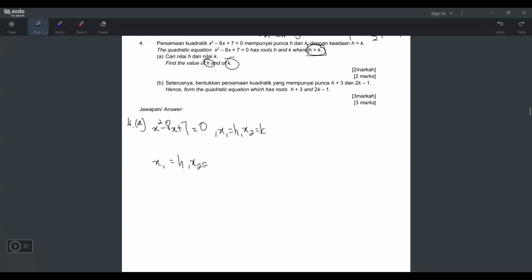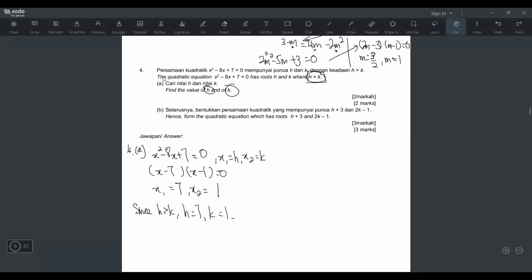So you just write x1 equals 7, x2 equals 1. You know it's 7 and 1. Then don't forget to write brackets, and you have to move the numbers back in reverse, so it becomes (x minus 7)(x minus 1). So you can see you already have your x1, x2. But which one is h, which one is k? Well, since they said h has to be bigger than k, then h is 7 and k is 1. Because they mentioned h is bigger than k, obviously h is 7.